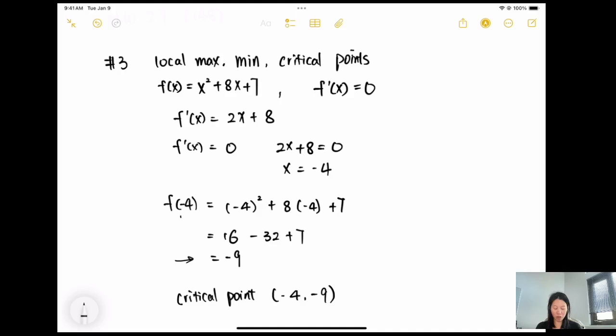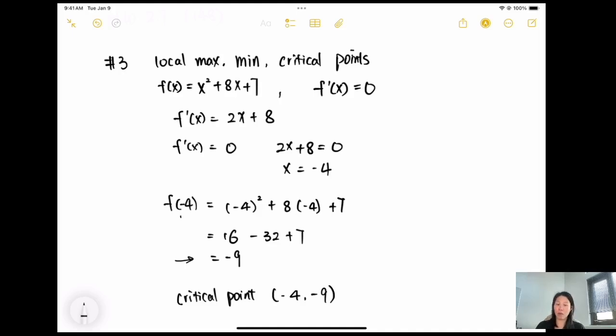So in here, we need to be careful when we're plugging in the number, we need to plug into the original function instead of the first derivative function. If you plug the -4 into the derivative function, it will give you back 0, because the first derivative means the slope at that point. Now, we still need to determine if this is a maximum or minimum.